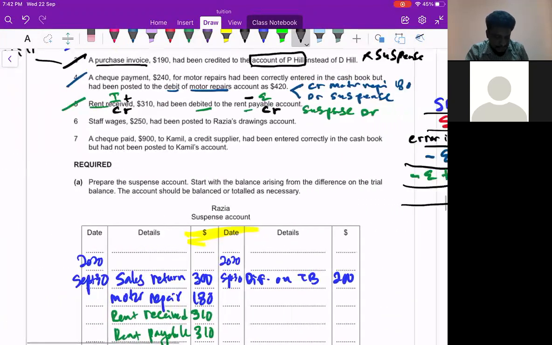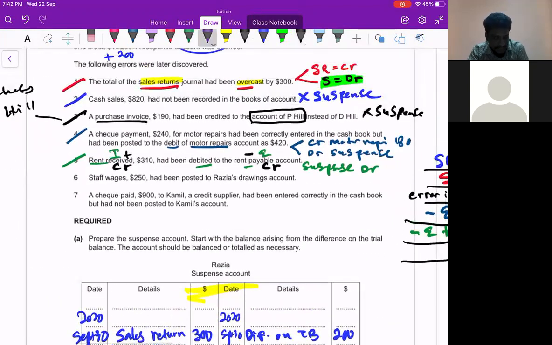Next one. A staff wages 250 had been posted to the Razia's drawing account. It's your expenses, but you record as a drawing. Expenses also debit, drawing also debit. So there's no suspense account, because there is only debit. Debit go debit right now.